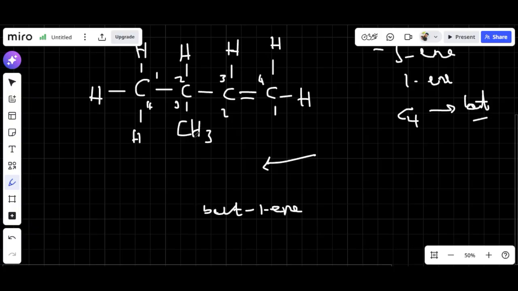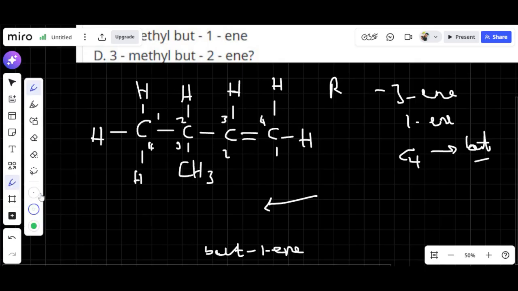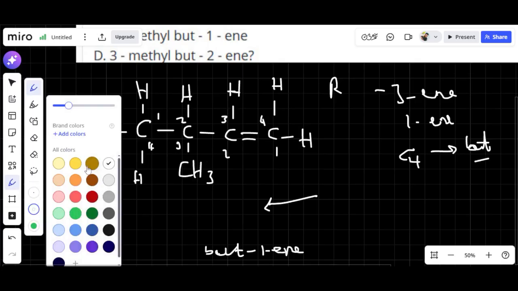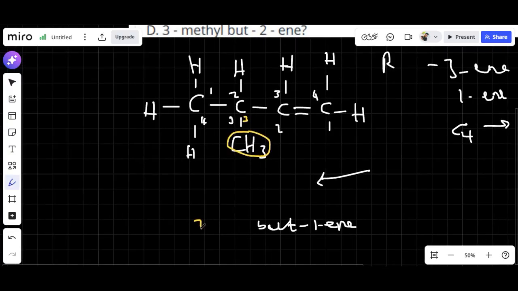Then you now look out: is there any substituent, any alkyl group that is attached anywhere? Yes, there is. And actually, that is the methyl. This guy, CH3. And it is attached to 1, 2, 3. It's attached to carbon 3 over here. So that means we have a 3-methylbut-1-ene. So the correct answer will be 3-methylbut-1-ene.